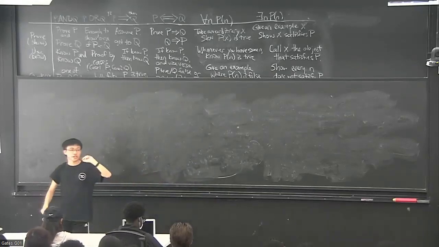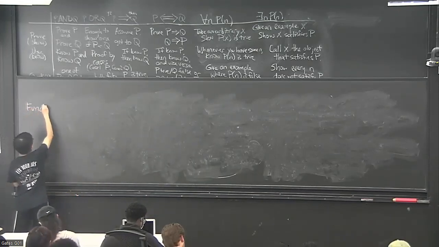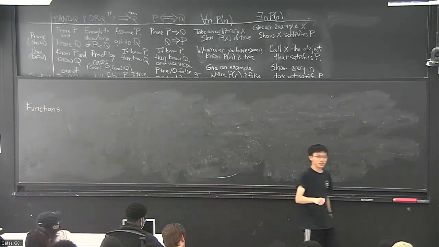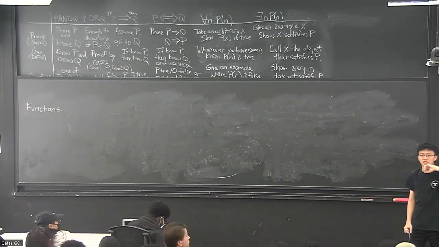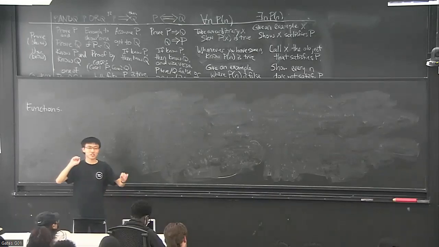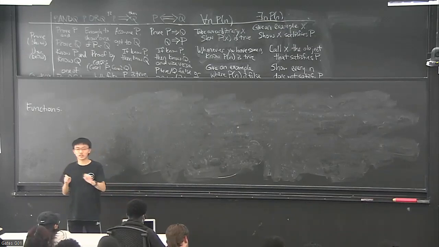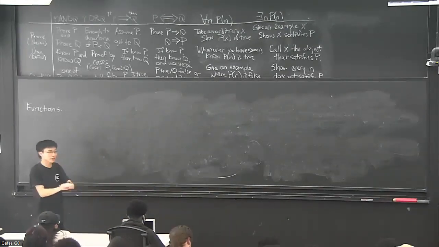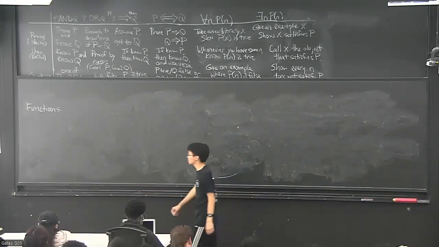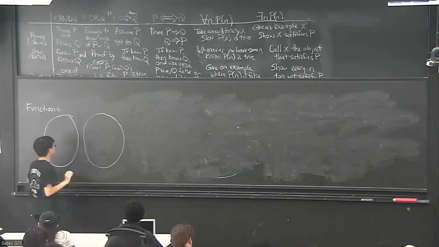I want to transition from talking about set theory to talking about functions. When we're talking about functions, it's useful to think about bubble diagrams. You may be familiar with functions being things like f of x equals x squared, x cubed, or things like that. In this class, we're going to generalize that a little bit and think about functions in terms of bubble diagrams. You want to think about functions sort of doing this.